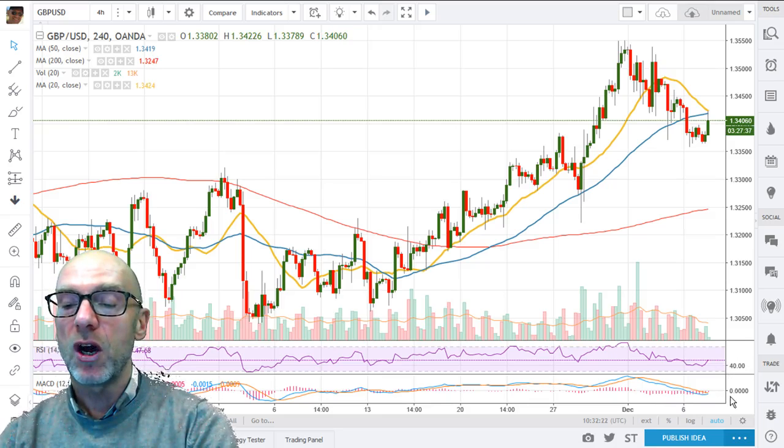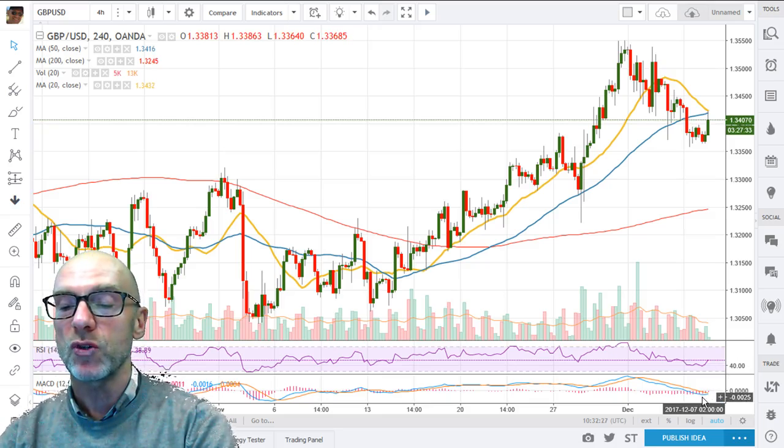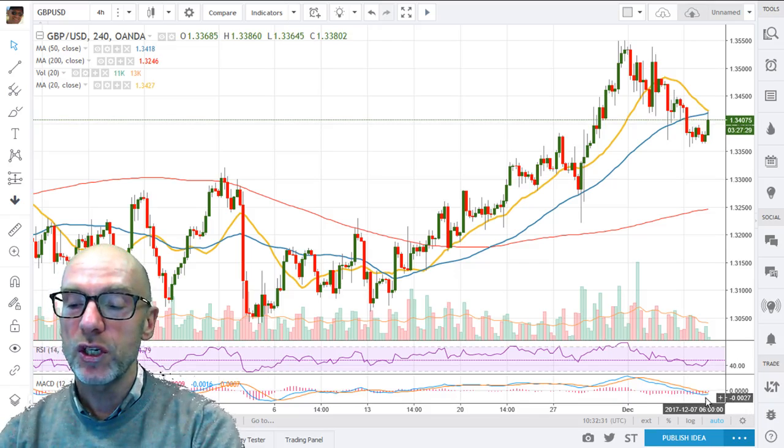And the MACD are tracking below zero, short term below longer term, indicative of that short term momentum. But you can see the short term is starting to move back upwards.